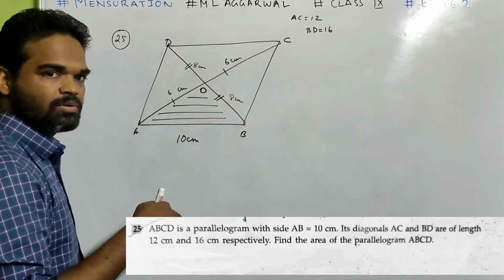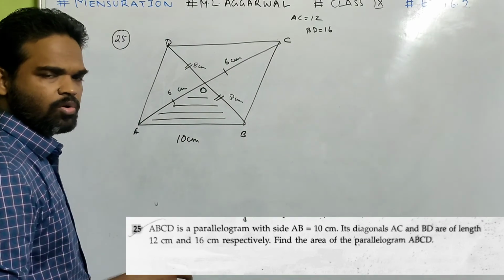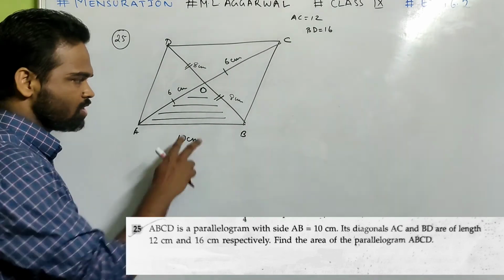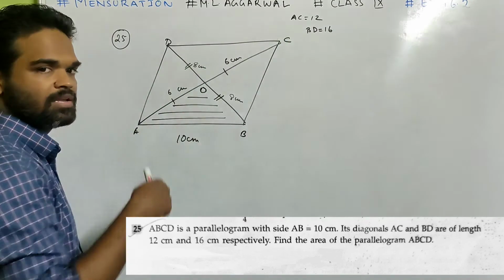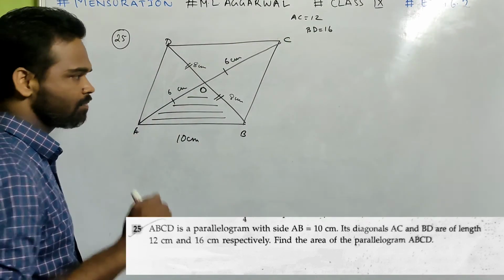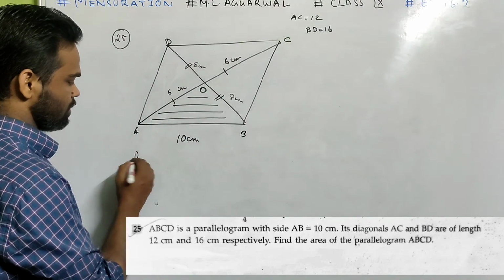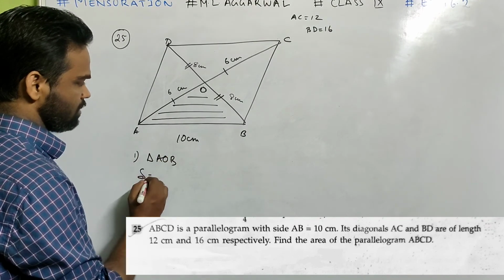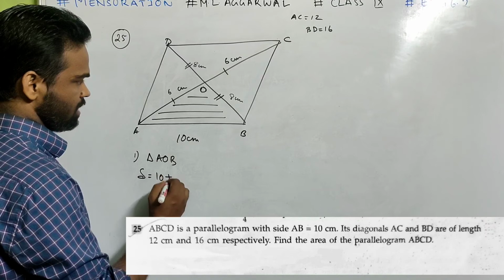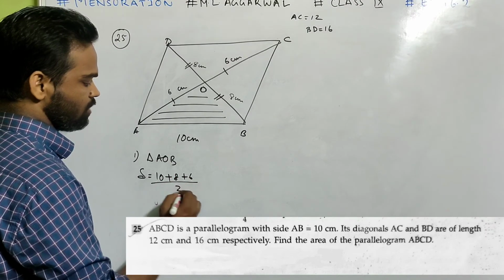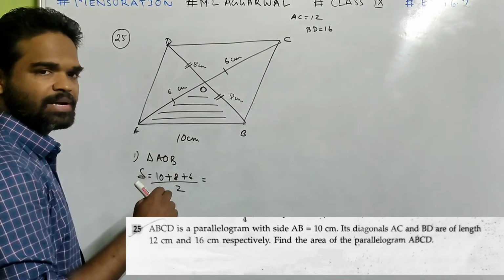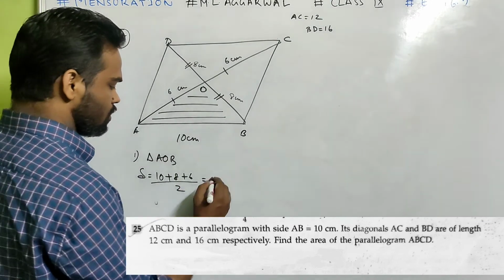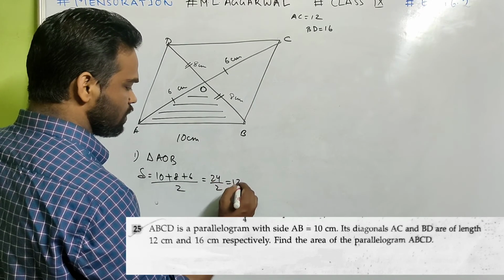All the 3 sides are known. We can get the area of AOB by Heron's formula. Once we get the area, multiply by 4, you get the area of the parallelogram. Look carefully. Triangle AOB. First of all, semi-perimeter. 10 plus 8 plus 6 by 2, sum of all the sides by 2. That's 24 by 2. That's 12.